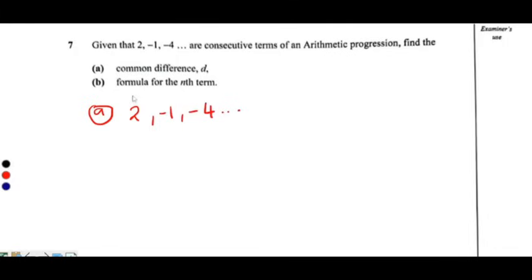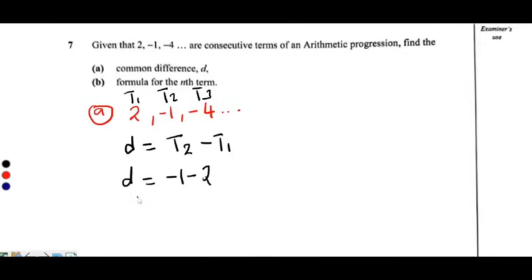So we should rename this sequence. We have term 1. This is term 2. Again, this is our term 3. So the common difference in an arithmetic progression is found by subtracting term 1 from term 2. So this will be term 2 minus term 1. Our term 2 is a negative 1, then our term 1 is a 2. So the common difference is equal to negative 1 minus 2. This will give us a negative what? 3. So here, the common difference will be equal to negative 3.